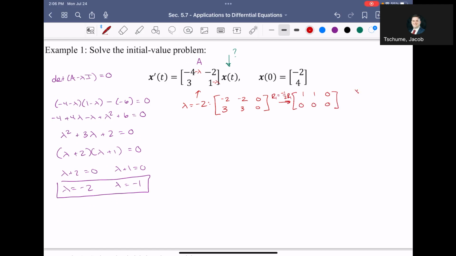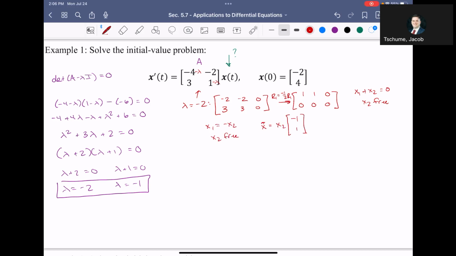So this tells me that x1 plus x2 must be 0, with x2 being free, which means that x1 is going to equal -x2, with x2 being free. And if we write our entire eigenspace, that can be denoted by the vector x, which is x2 times the vector -1, 1.